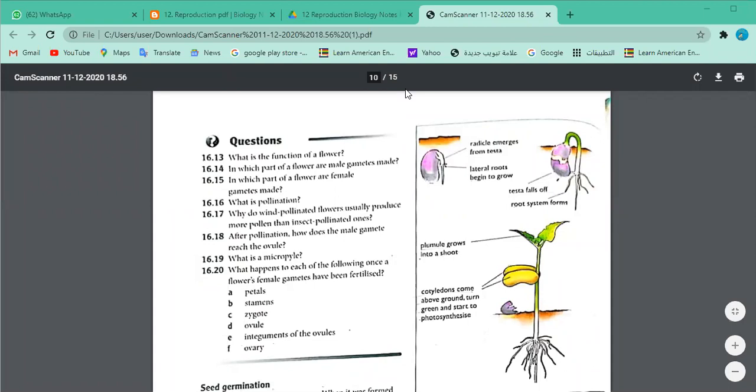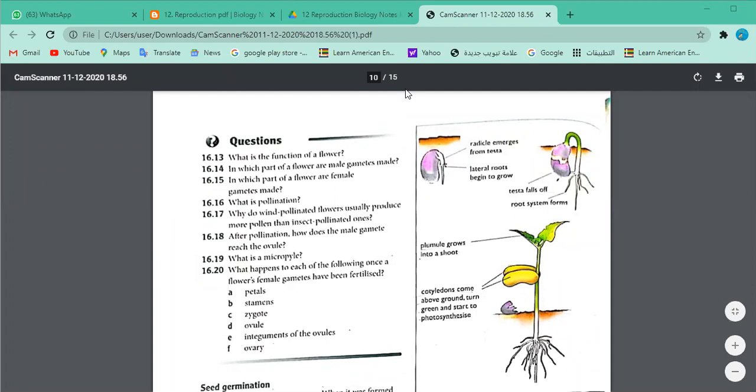Yes, the pollination is done by bees and also by insects, and because of the color, because of the wind, or because of other animals. Yeah, insects, yes, that's true. Very good. Excellent. Okay, in which part of the flower are gametes made?